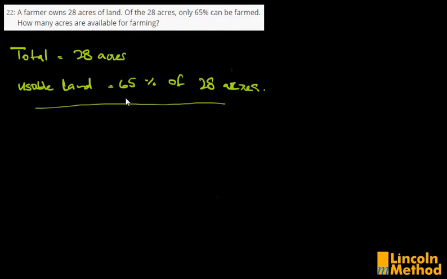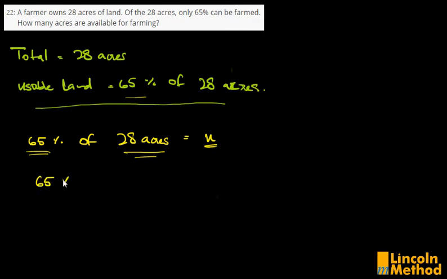So I've already written this down as an expression. Let's make an equation and see what we're really supposed to find. So 65% of 28 acres is available for farming, which is X. We're assuming that the total area that can be used for farming is X acres. What we know is that this X acres constitutes 65% of the total area. So let's solve this equation and find the value of X.